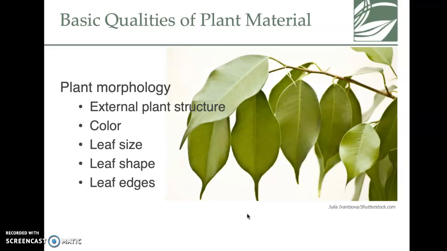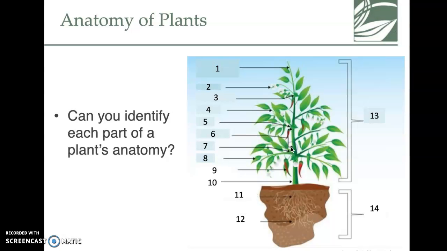So the basic qualities it talks about here are plant morphology, the external plant color, plant structure, the color, leaf size, shape, and edges of it. It all kind of gives it a unique look, but it can also have a unique purpose for that plant.